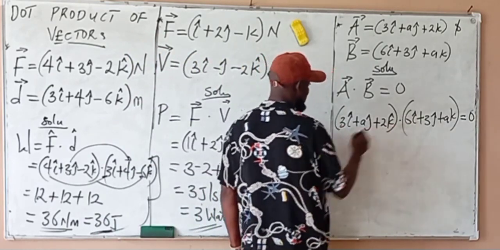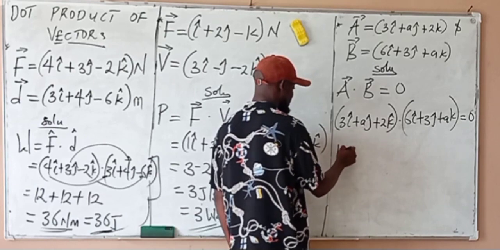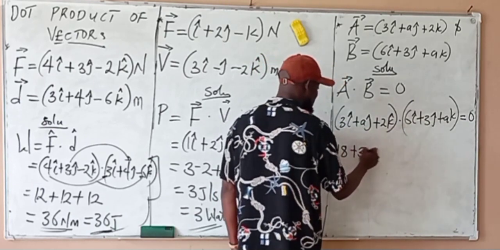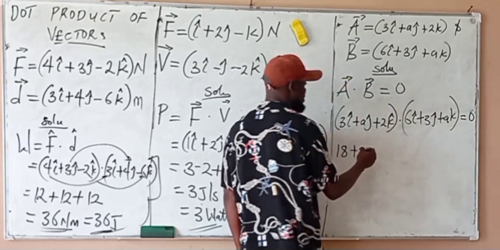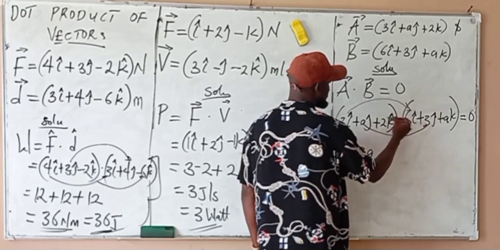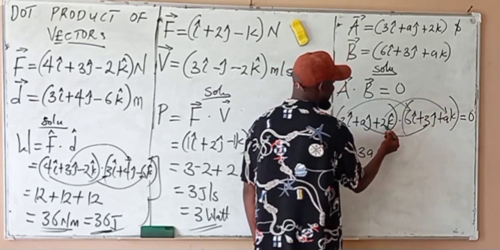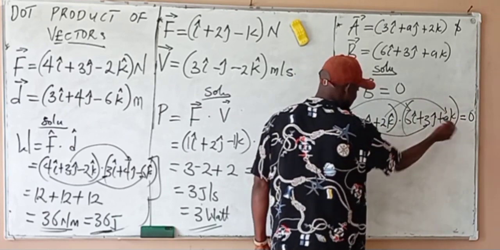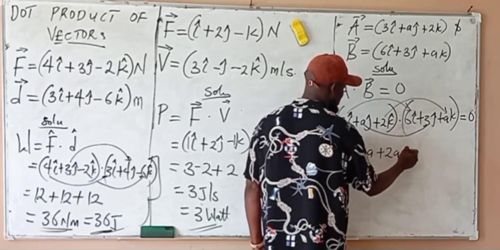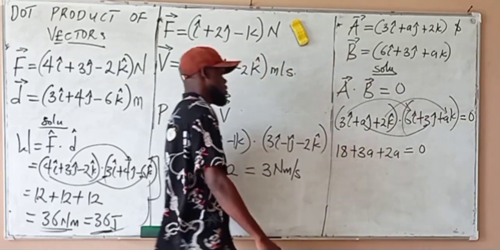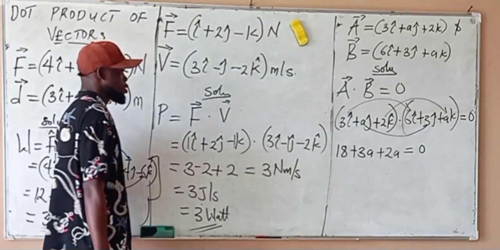3 times 6 is 18. A times 3 gives us 3A. Remember, i to i, j to j, k to k. Then 2 times A gives us 2A, and it is equal to 0.